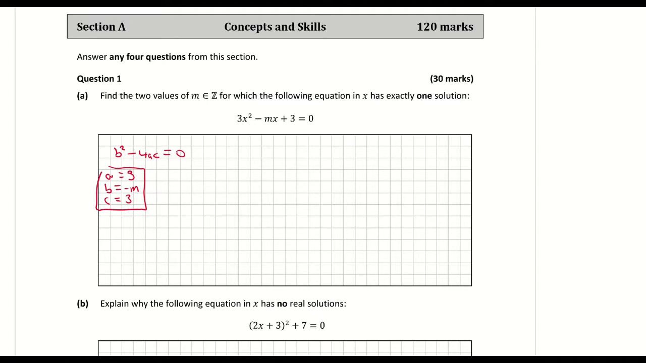I just fill those in now, so that's giving me b squared, which is minus m all to be squared, minus 4 times a times c, which is 3. That's equal to 0. So I'm trying to get that equal to 0. Minus m squared is m squared. Minus 4 times 3 is 36, equal to 0. Add 36 to both sides, or move over that 36, becomes a positive 36. To get m on its own, it's the square root of 36. And the square root of 36 is plus or minus 6. And the question wanted us to find the two values of m. So that's positive 6 or negative 6.